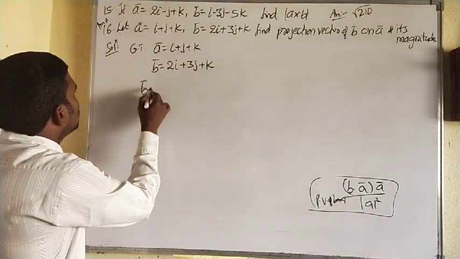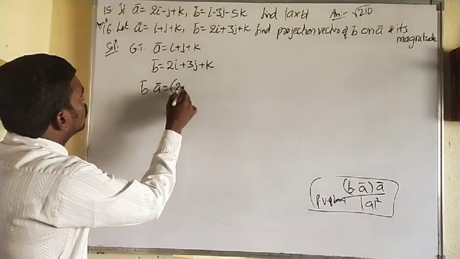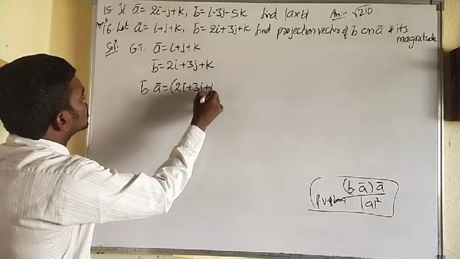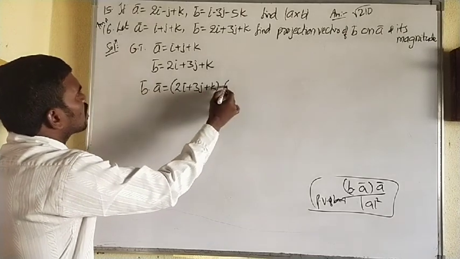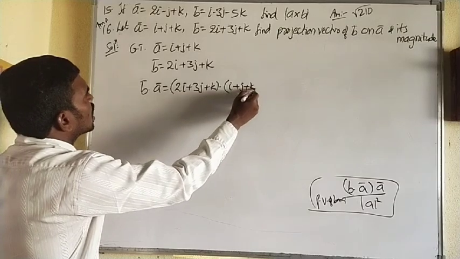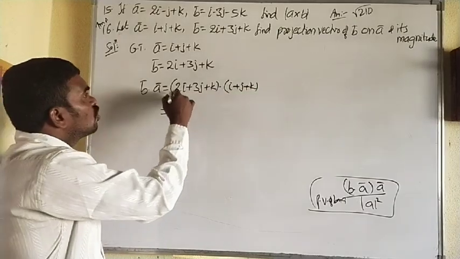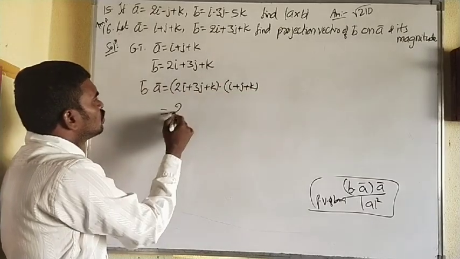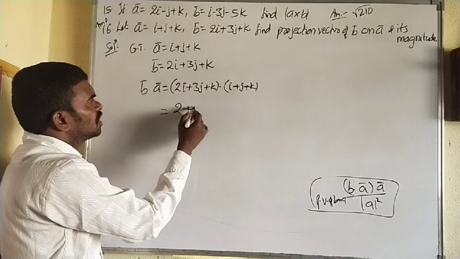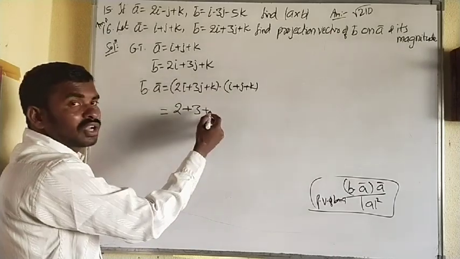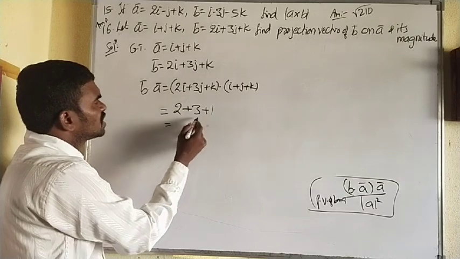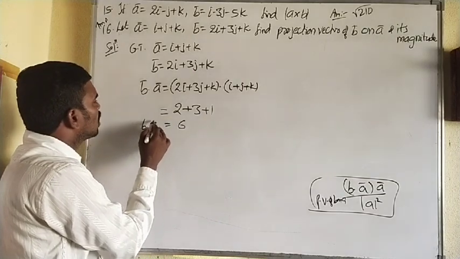So b bar dot a bar equals (2i plus 3j plus k) dot (i plus j plus k), which is i coefficient with i coefficient, 2 into 1 is 2. Next, j coefficient with j coefficient, 3 into 1 is 3. k coefficient with k coefficient, 1 into 1 is 1. So 2 plus 3 is 5, plus 1 is 6. This is the b bar dot a bar value.